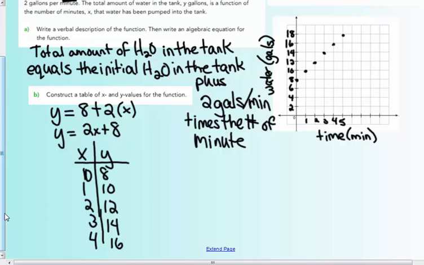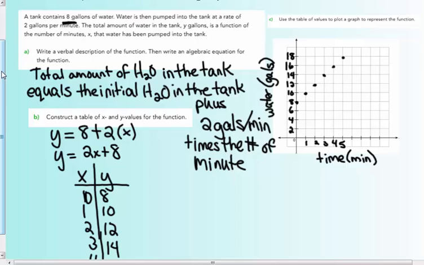And the title of this could be water pumped in a tank. Come off the edge there. Water pumped in a tank. So make sure you're labeling your axes, full labels, giving it a title, graphing.